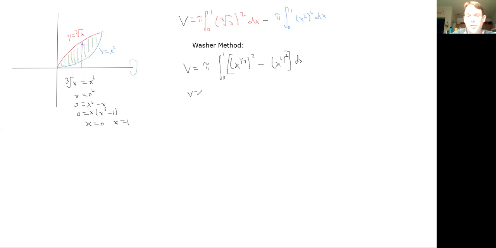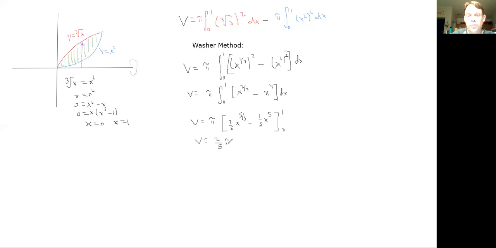And if we were to do that, then friends, we would end up with, and we'll go ahead and figure this one out real quick. So 0 to 1, we end up with x to the 2/3 minus x to the 4th. And then we're going to integrate. So 3/5 x to the 5/3 minus 1/5 x to the 5th. And we're going to evaluate that from 0 to 1. So our volume would be 2/5 pi.